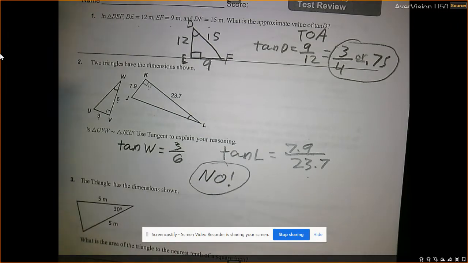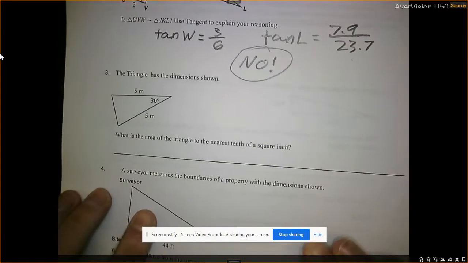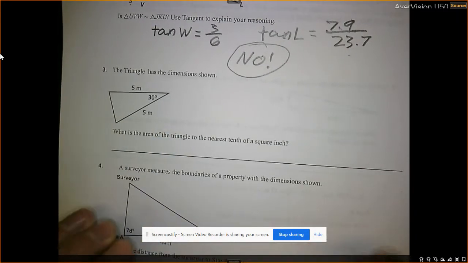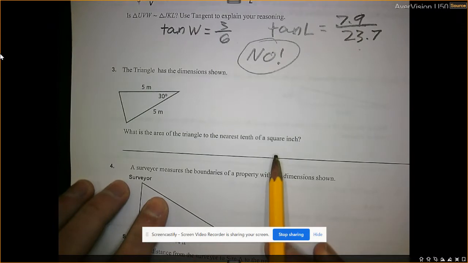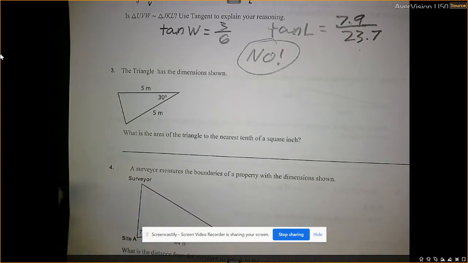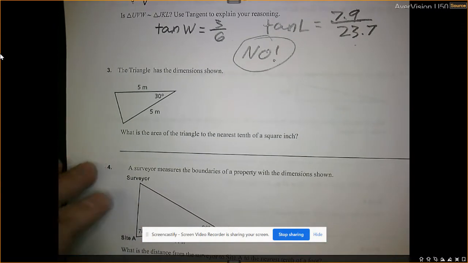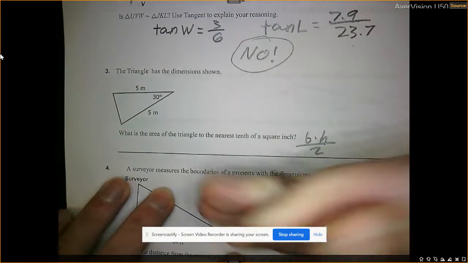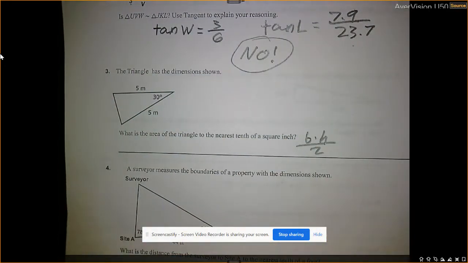Moving on from there, we have a triangle, not a right triangle. We don't see any right angles, but it's asking for what is the area. And if we're going to find the area, we need to find the height of this triangle first, because it's base times height divided by 2. And we have what we could use as bases here.